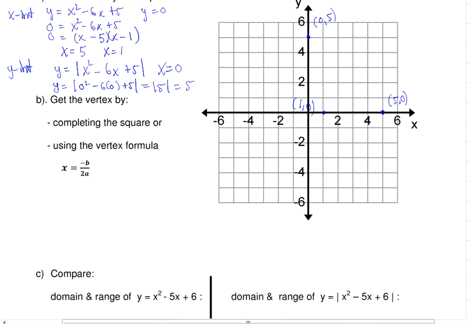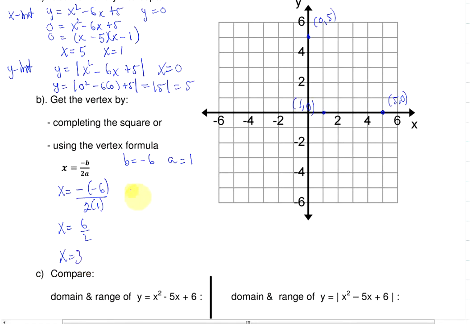Alright, so now let's get our vertex. Now you can get the vertex by completing the square, or you can use the vertex formula. We're going to use the vertex formula because it'll be a little easier. From our original function, we can see that b is negative 6 and a is equal to 1. And so we're going to plug in negative 6 for negative b and 1 for a. And when we simplify this, we get 6 over 2, which is 3.